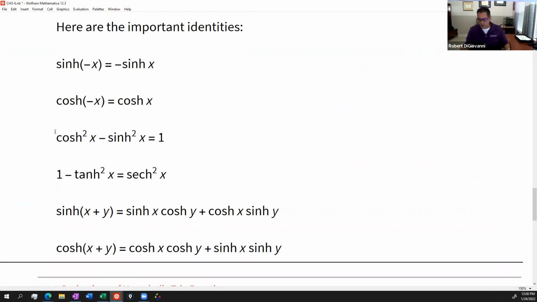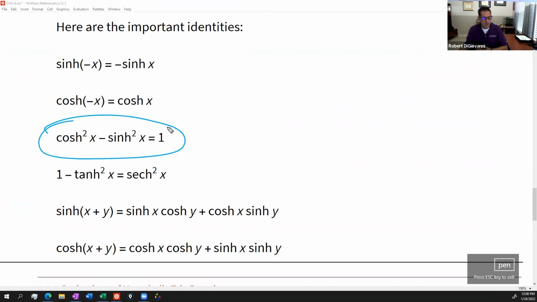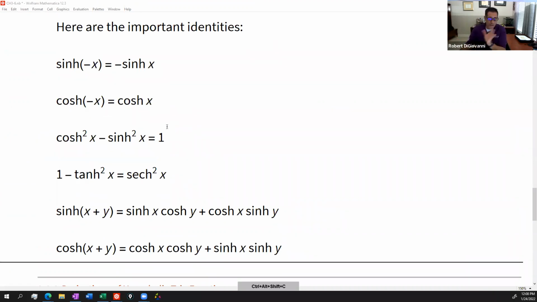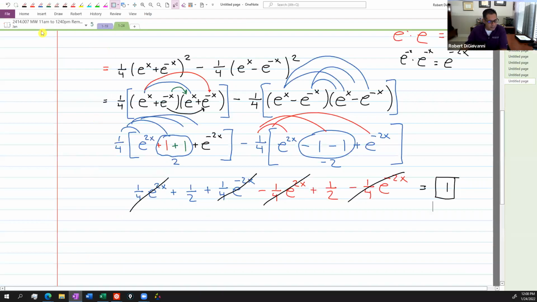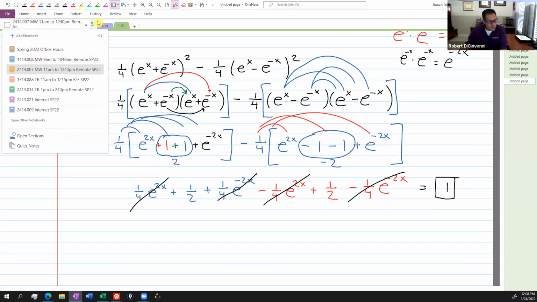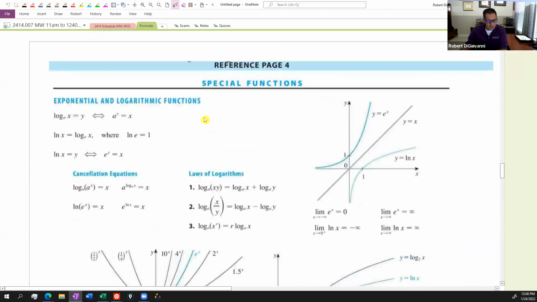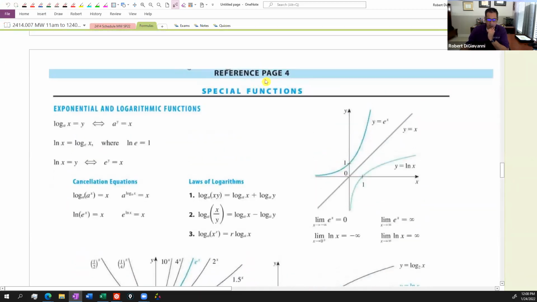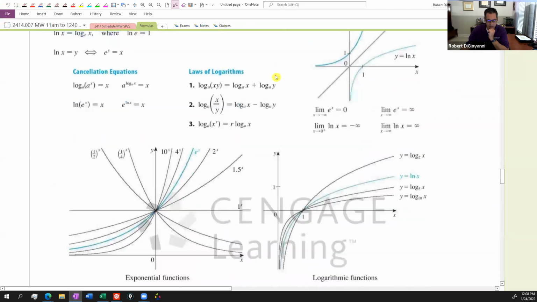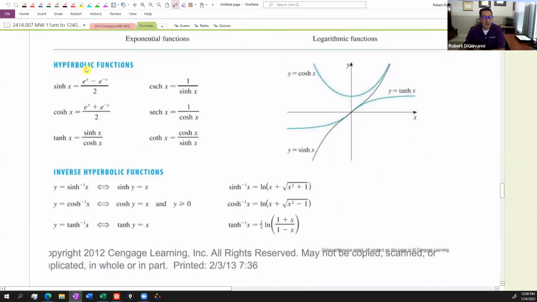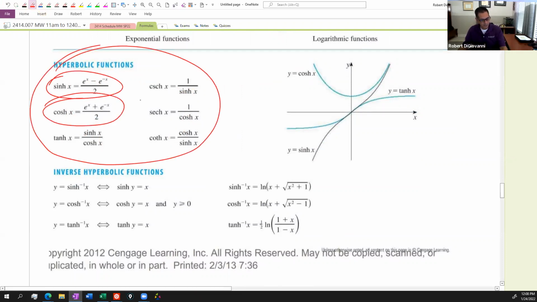We just proved this one. We just did this one right here, but there's a bunch of other ones. All right, so that's all you need to know, is that they exist. On your formula sheets, let's go look at it real quick. If you go to reference page 4, special functions, you can see the hyperbolic functions are here. Okay, so these are on your formula sheets. The definitions are right there.